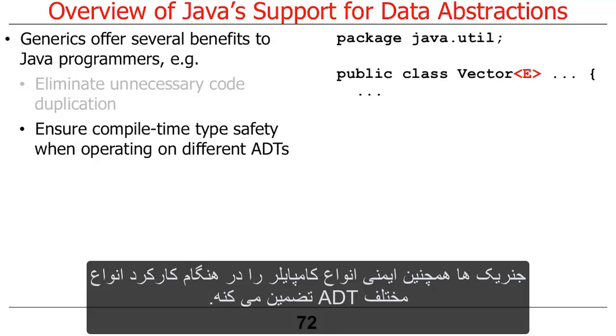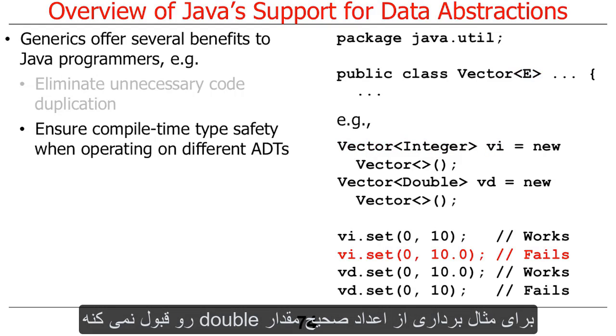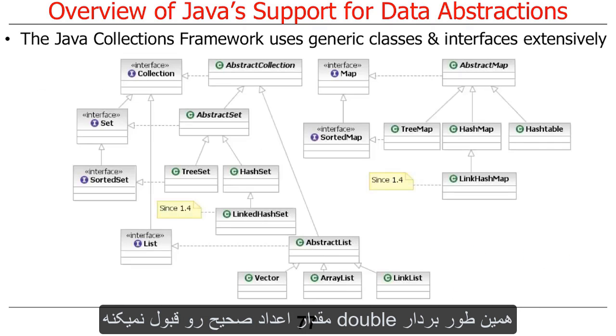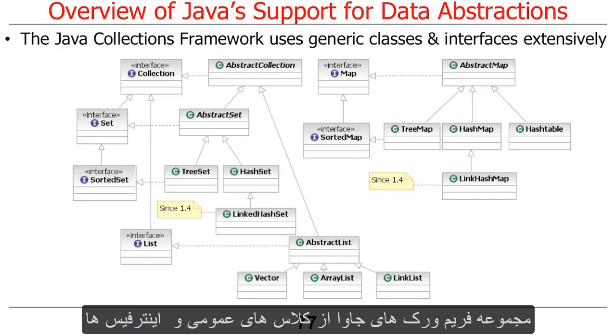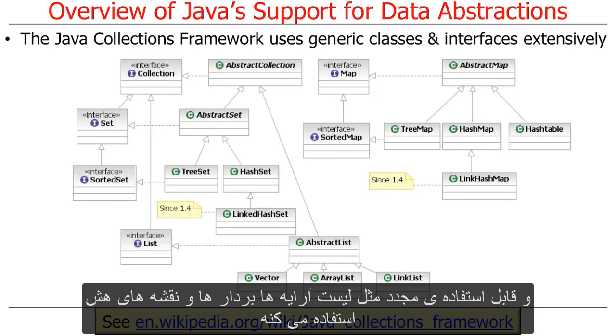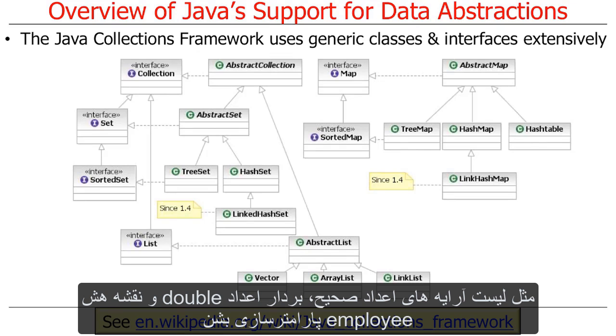Generics also ensure compiler type safety when operating on different types of ADTs. For example, a vector of integers will not accept a value of type double. Likewise, a vector of doubles will not accept a value of type integer. The Java collections framework uses generic classes and interfaces to implement common type-safe reusable ADT collections, such as ArrayList, Vector, and HashMap, which in turn can be parameterized by other ADTs, such as an array list of integers, a vector of doubles, or a hash map of employees.